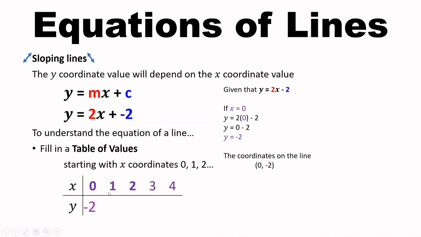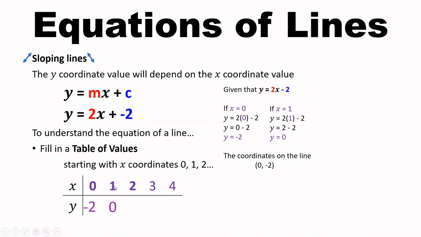The next x coordinate value I have in my table of values is 1. So if x is equal to 1, let's substitute that independent variable into my equation of the line to find the value of the dependent variable. What will y be when x is 1? Y would be equal to 2 times 1, I've replaced the x with a 1, minus 2. Now 2 times 1 is 2, so that's 2 minus 2, which is 0. So when x is equal to 1, we found the y value, y will be equal to 0.